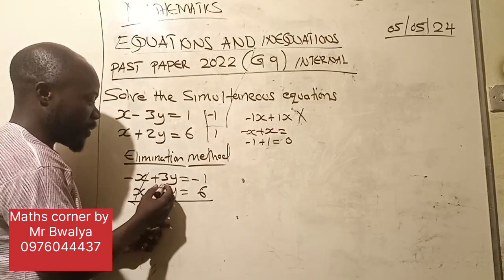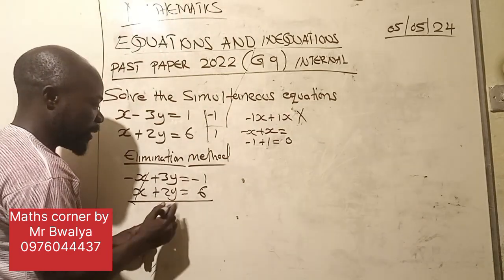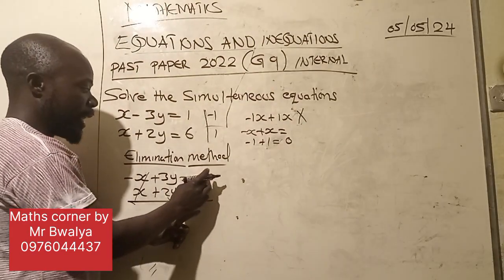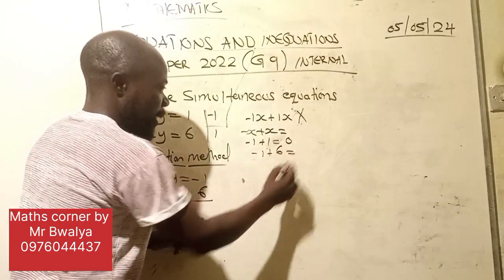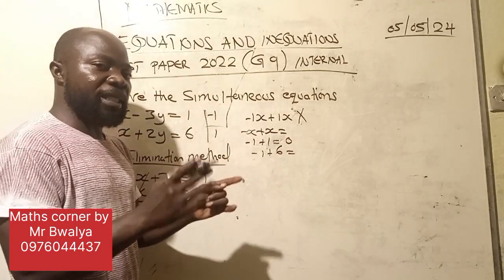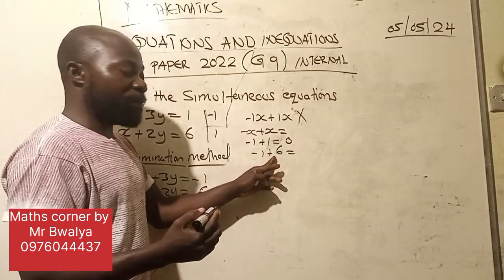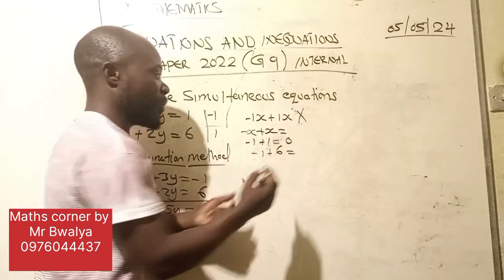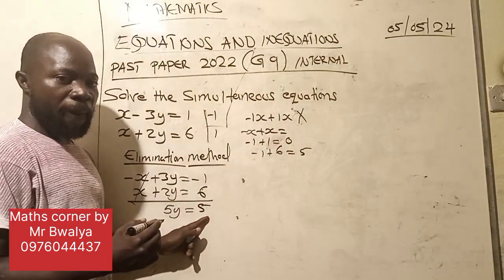Then you come to this point, you say 3y plus 2y, which is 5y, is equals to negative 1 plus 6. Remember, two different signs, we subtract and we keep the sign from the bigger number. The bigger number here has what? A positive sign. Therefore, 6 minus 1 will give us 5. Therefore, we are going to have 5 this side.